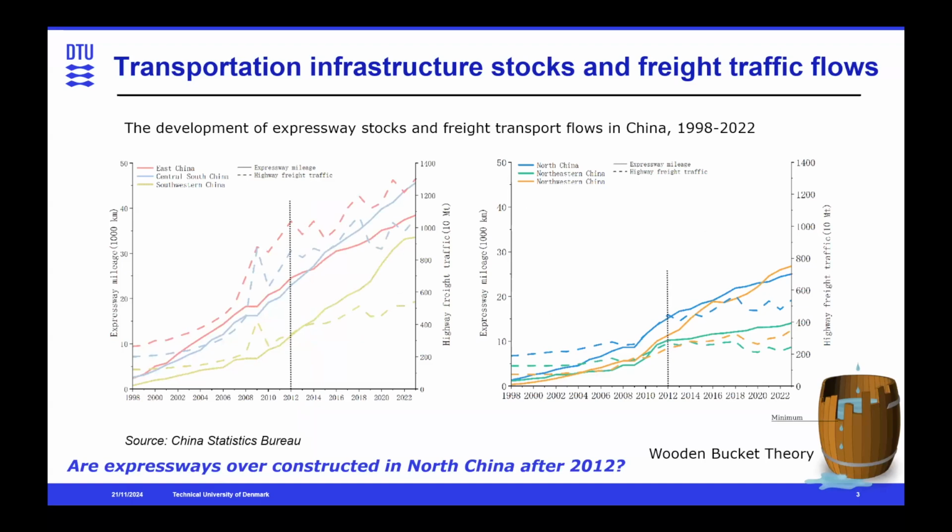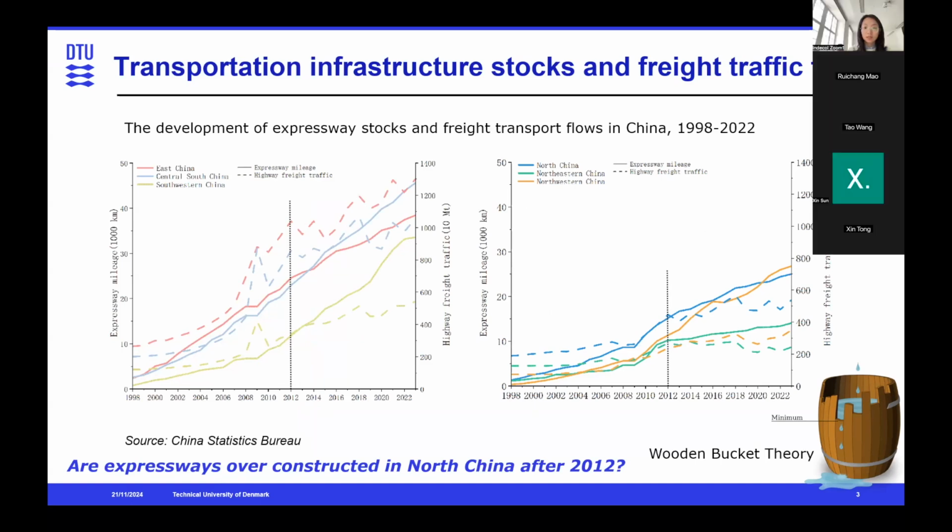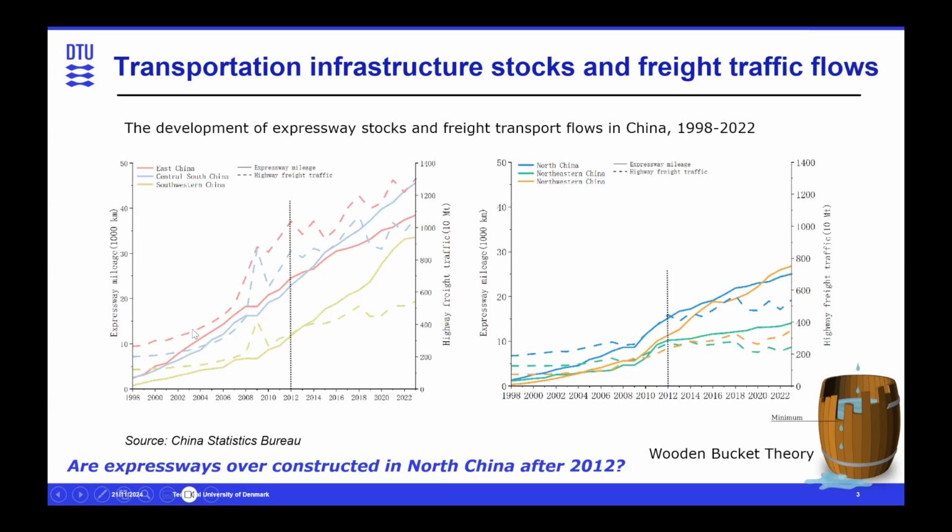Let's get a little insight from the Chinese infrastructure stock and freight traffic flows from 1998 to 2022. From the left figure, we can see East China, Central South China, and Southwestern China. The solid line is expressway, and the dashed line is freight transport traffic flows. In these figures, we can see the flows grow fit well with stocks.